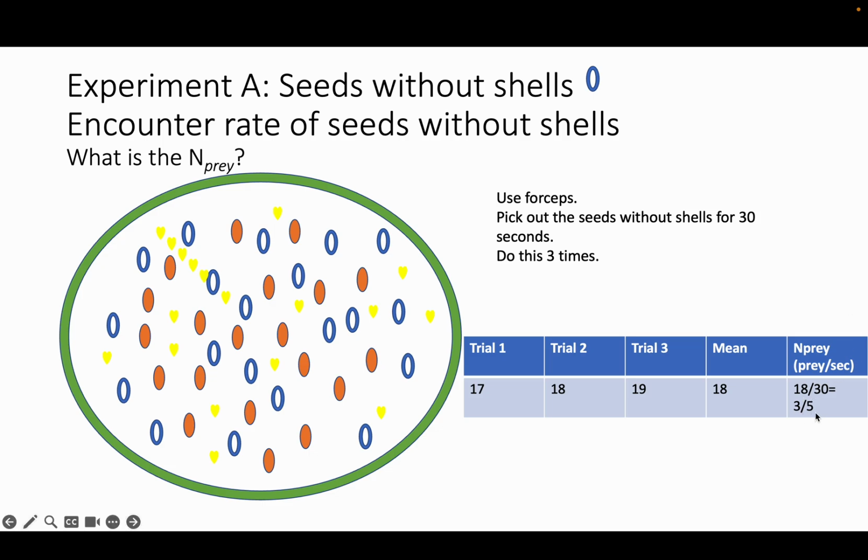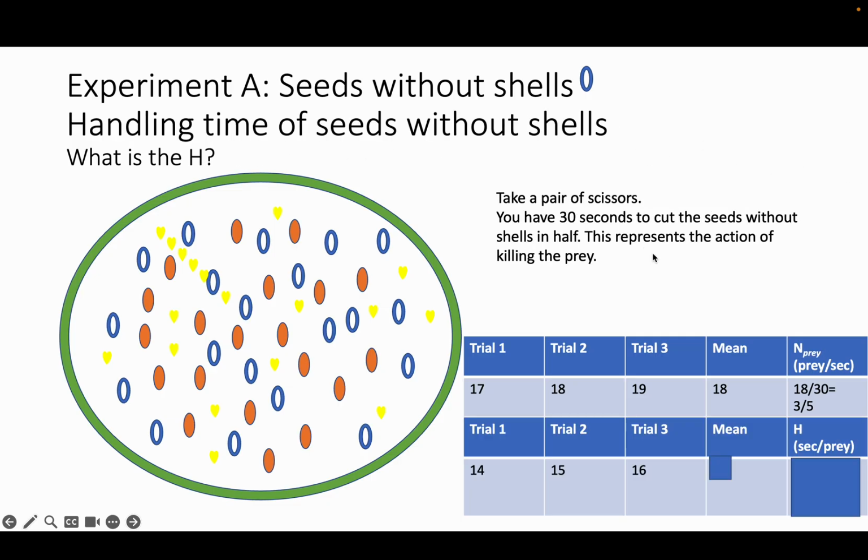So this translates to every 5 seconds we encounter three prey items. So for every 5 seconds, we saw three seeds without shells. In reality, this is going to mean every 5 seconds we found three animals, three prey that were easy to kill. So this is how we get E prey.